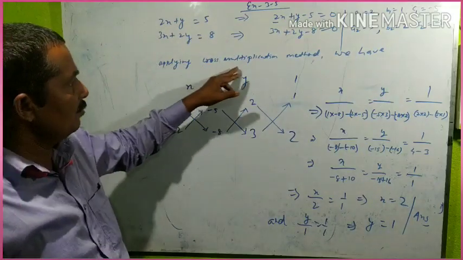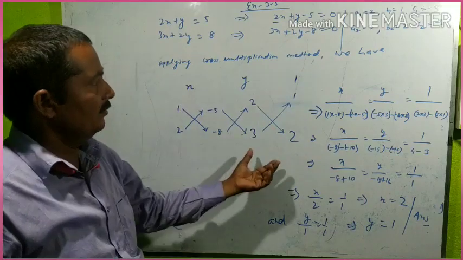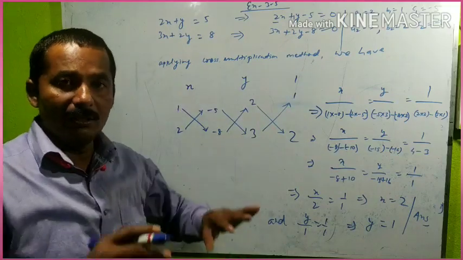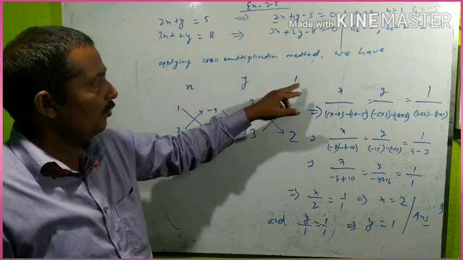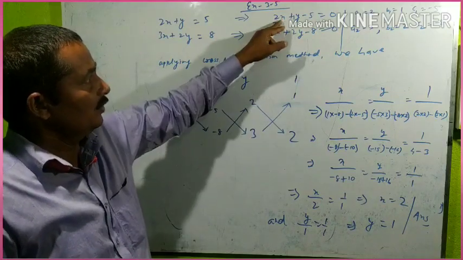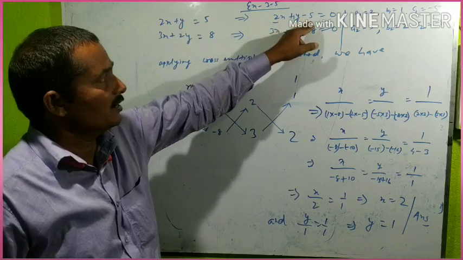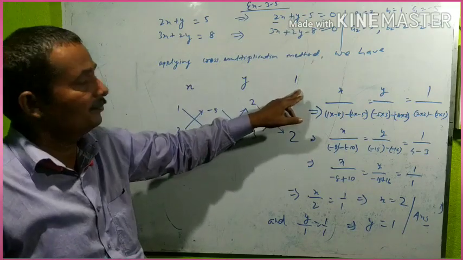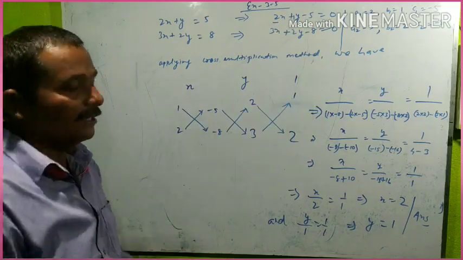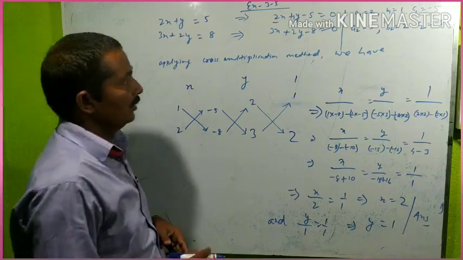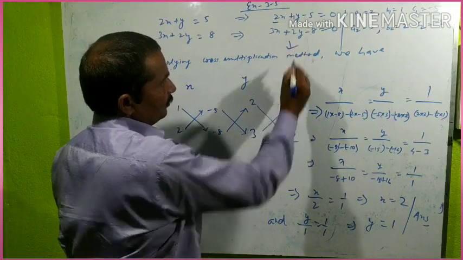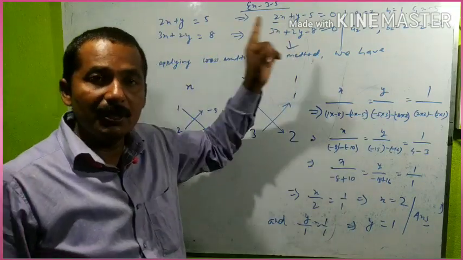Applying cross multiplication method, we have, as I taught earlier, short diagram. Look here now. X, Y, 1. Coefficient of x, coefficient of y and constant term. So 1 has been written here now. How you will arrange directly in very short time, try to understand. As I taught, you will start from the middle part now. You will start from the middle part.